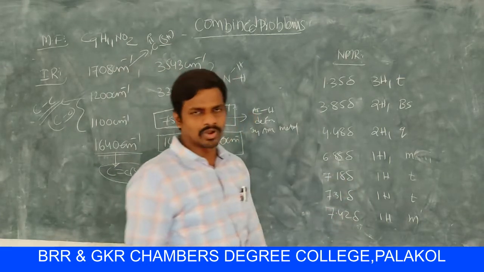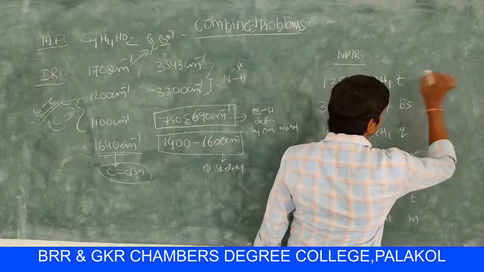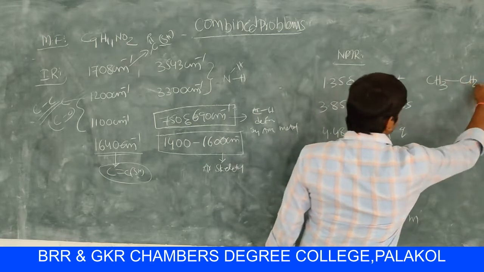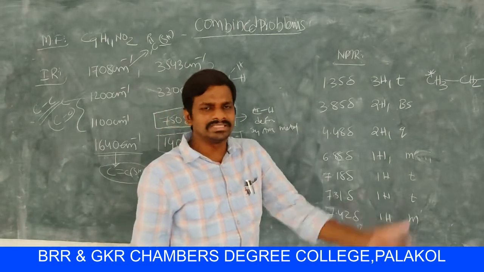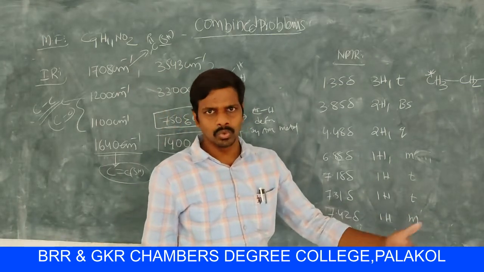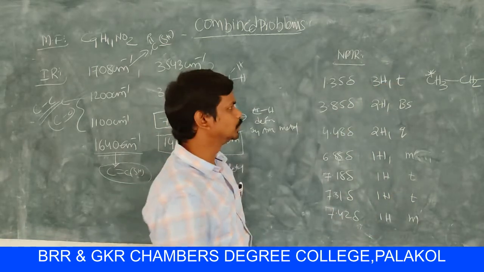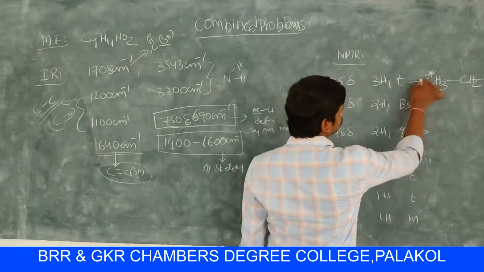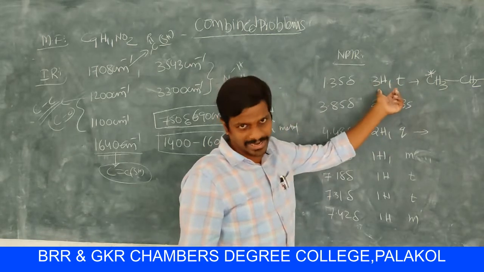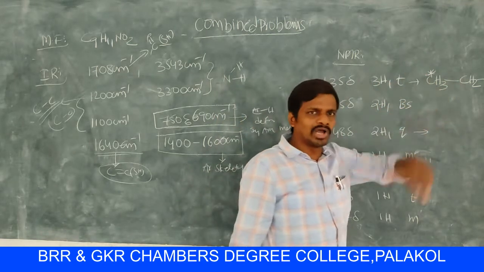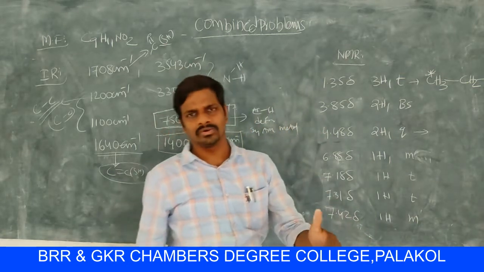The NMR data is 1.35 delta, 3 hydrogens triplet. 3 hydrogens triplet means CH3 is attached to CH2. When it exhibits a triplet, it is adjacent to 2 hydrogen atoms. That is why the CH3 is attached to CH2. Then the third signal also represents the same moiety. Here it exhibits a 3 hydrogen triplet, so the molecule definitely has another signal at 2 hydrogens quartet or 2 hydrogens multiplet.